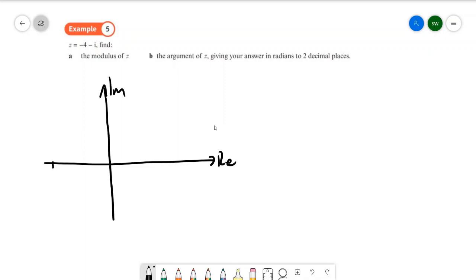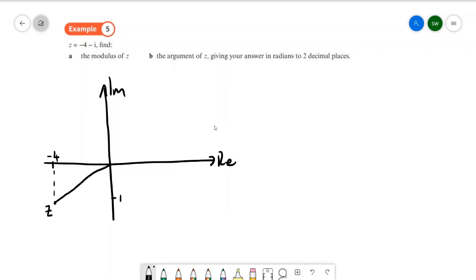And we've got a real part of -4 and an imaginary part of 1. So we've got our point there. And this, we've called it point Z, complex number Z. So let's work out the modulus and argument then.